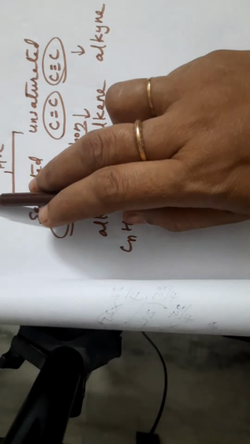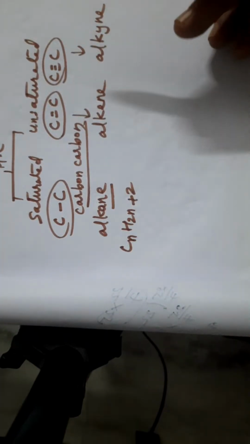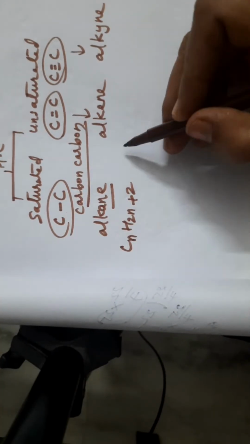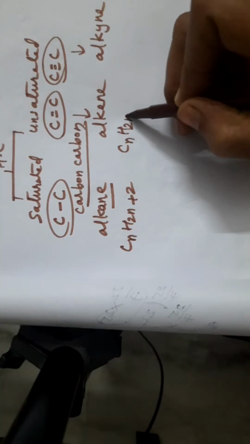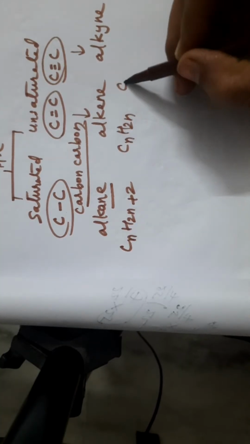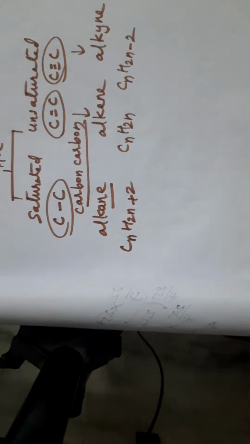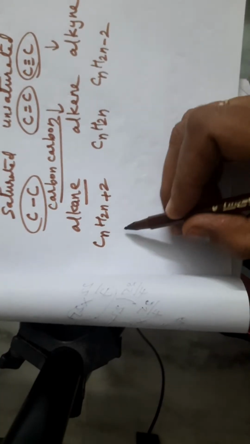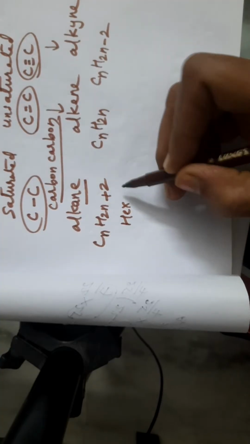No such requirements are there. So: why carbon is versatile in nature, then what are saturated and unsaturated hydrocarbons, and next their general formulas. Alkane general formula CnH2n+2. If it is alkene, CnH2n. If they are alkyne, CnH2n-2. Depending on that, you can make different formulas. For example, if it is asked to write the formula of hexene, those who are attending, can you write the formula and send it?